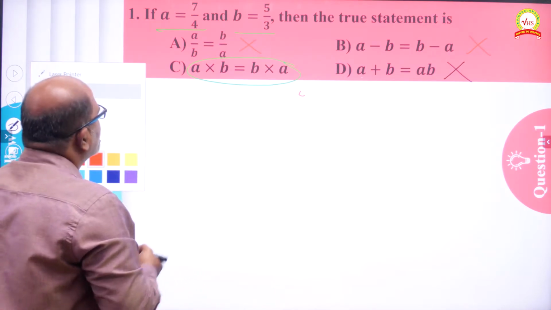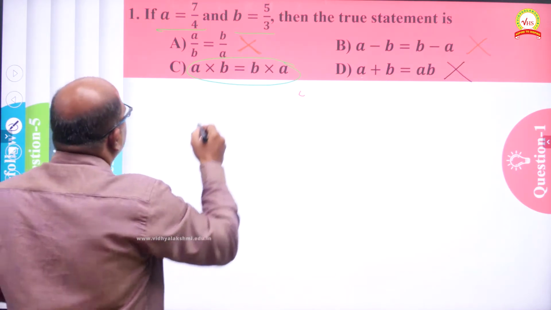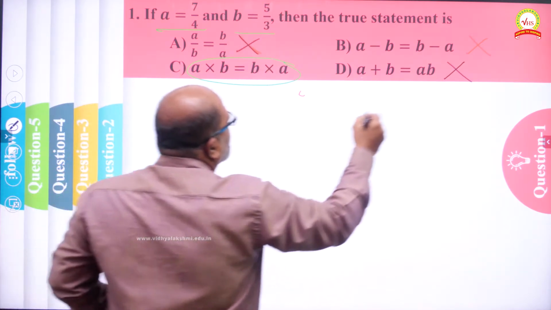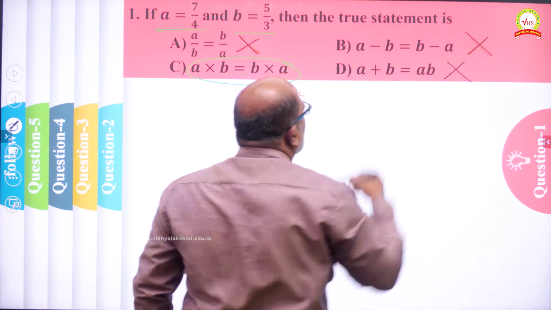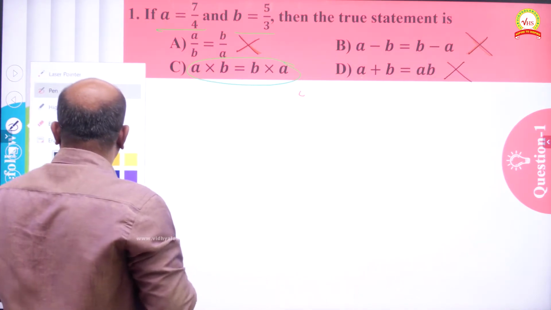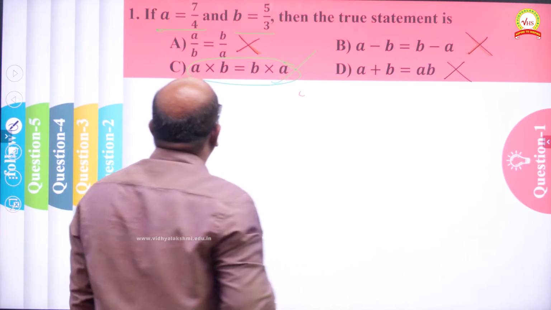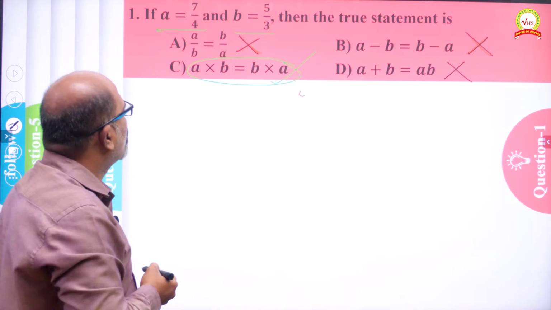So I ignore these two options, option A and option B, and I already ignored option D. So the only option that is true is option C. Option C is the only option.